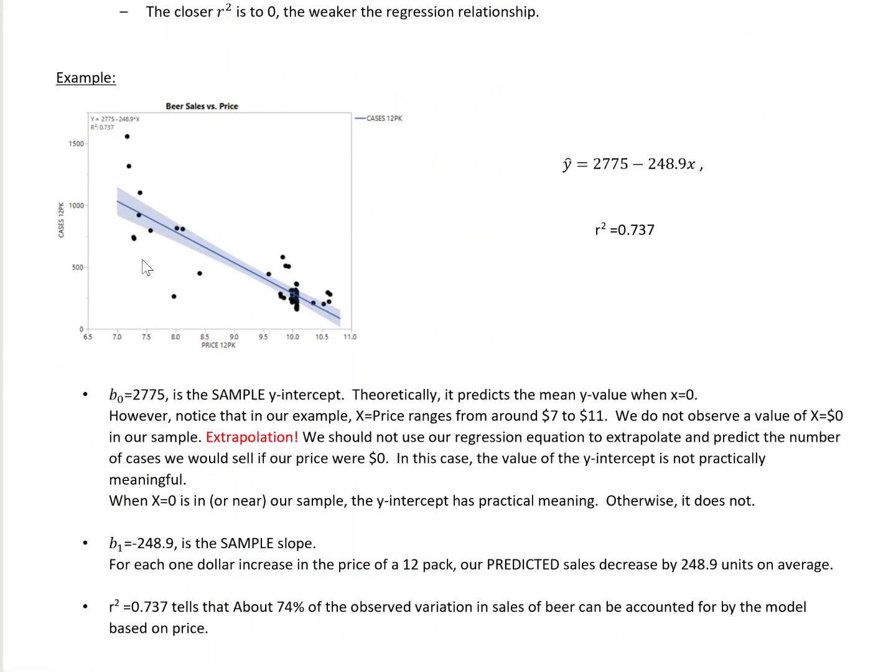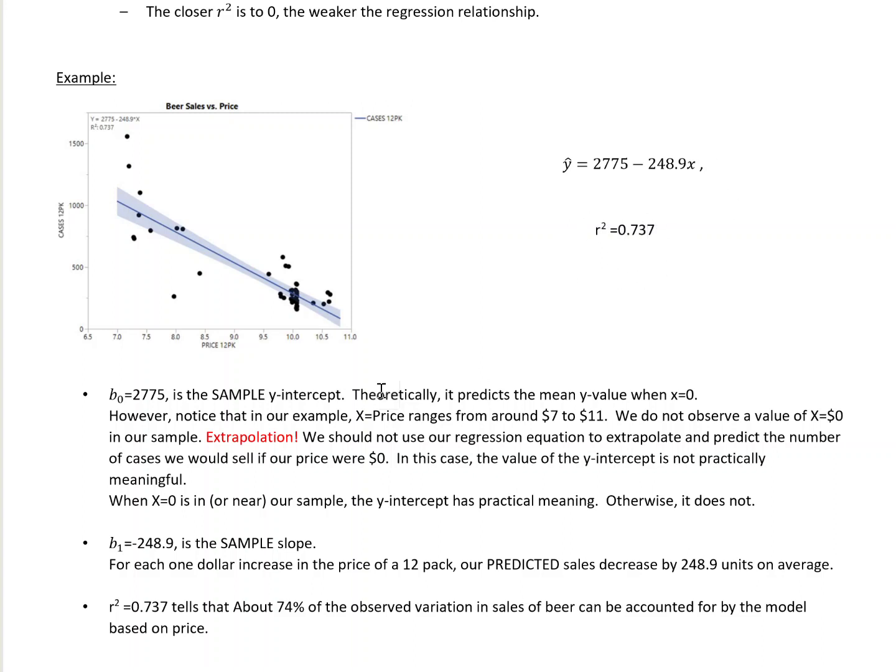Right, so still our example about the beer sales and the price. The price is x, the number of 12-pack beers sold will be the y, right? So we'll have this linear regression equation, and then we have the corresponding R squared. We'll talk about that later.